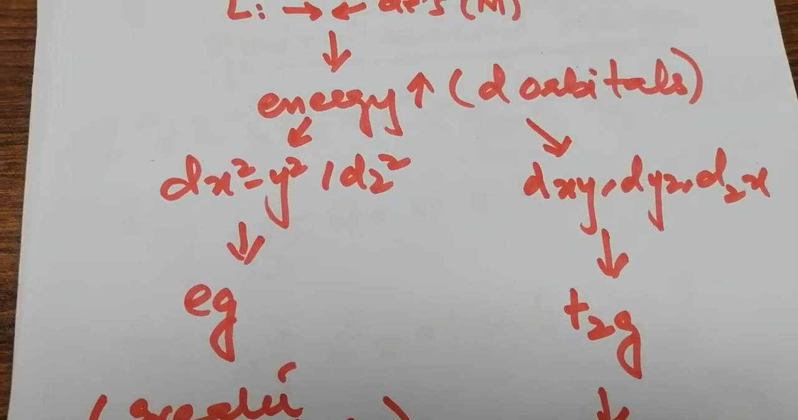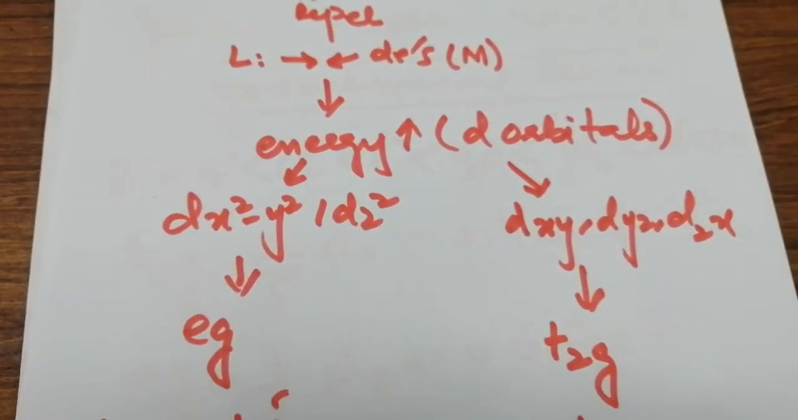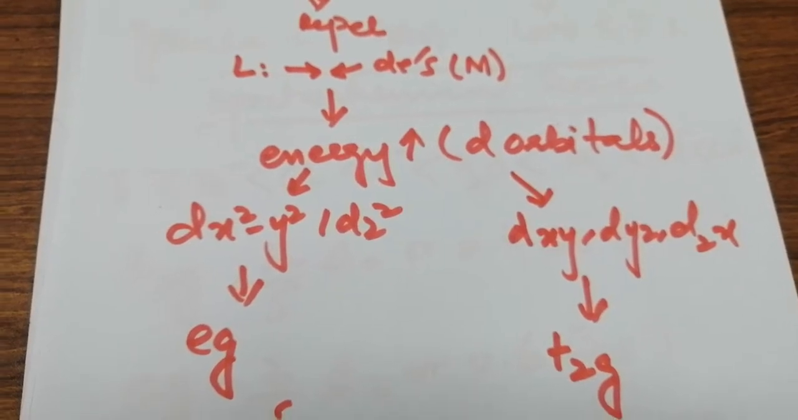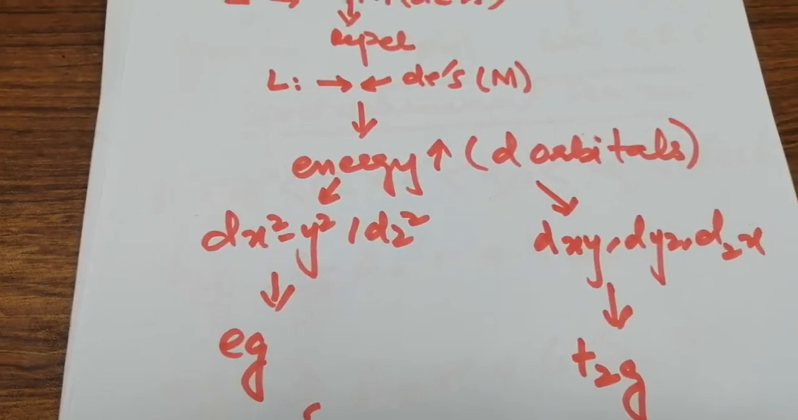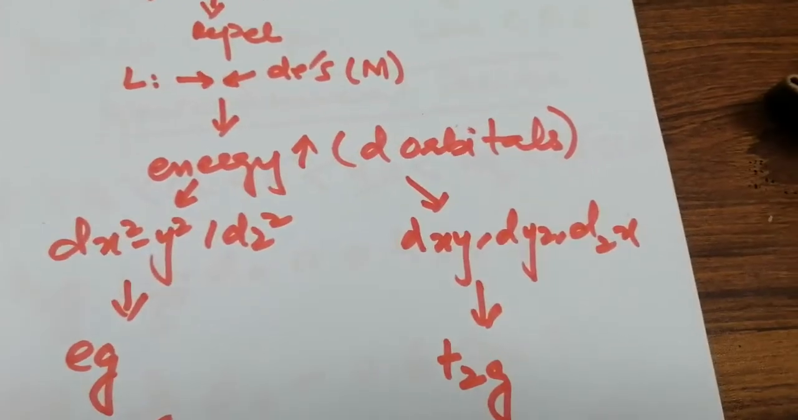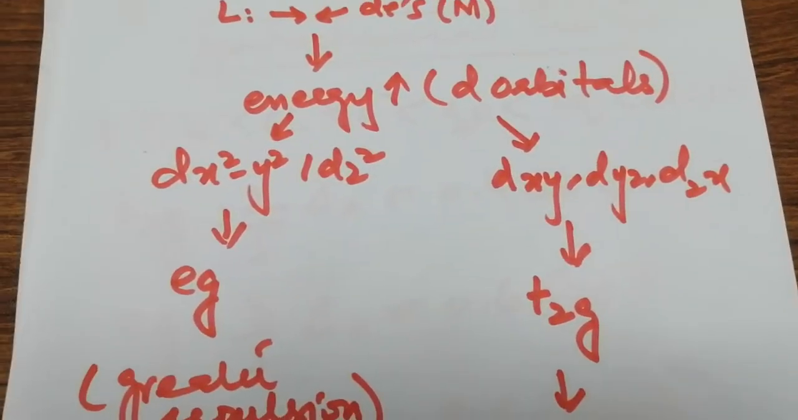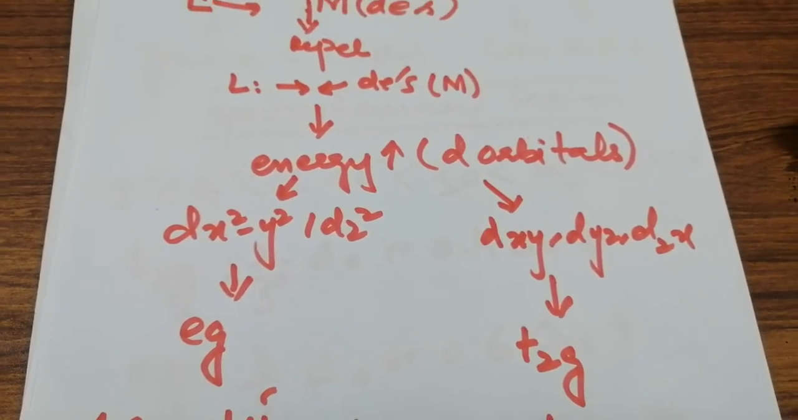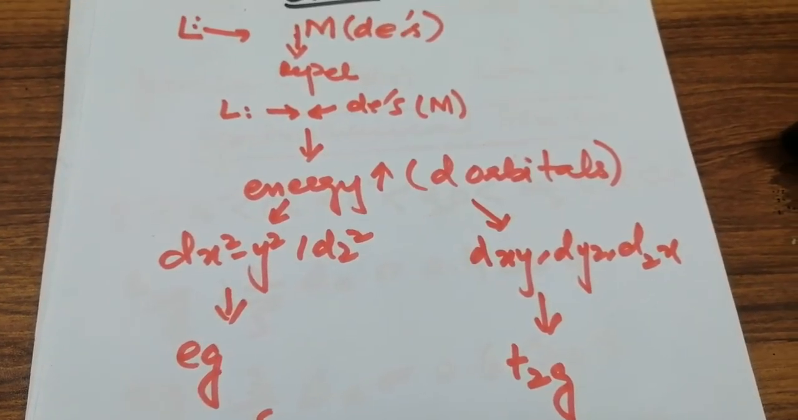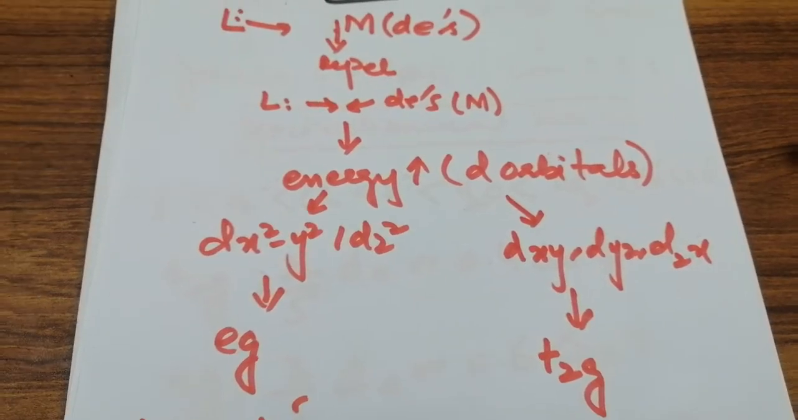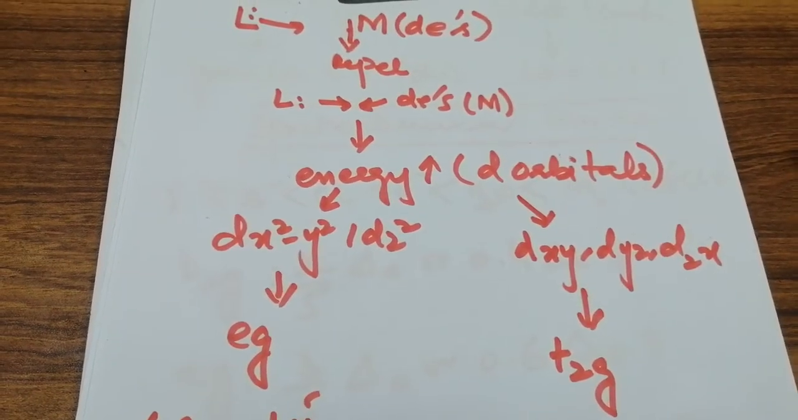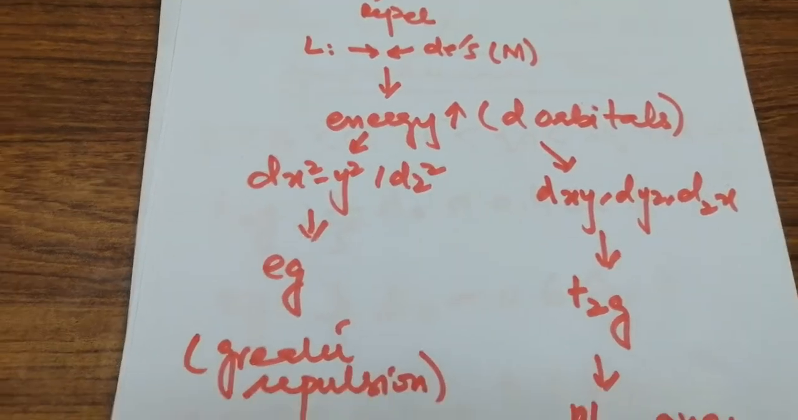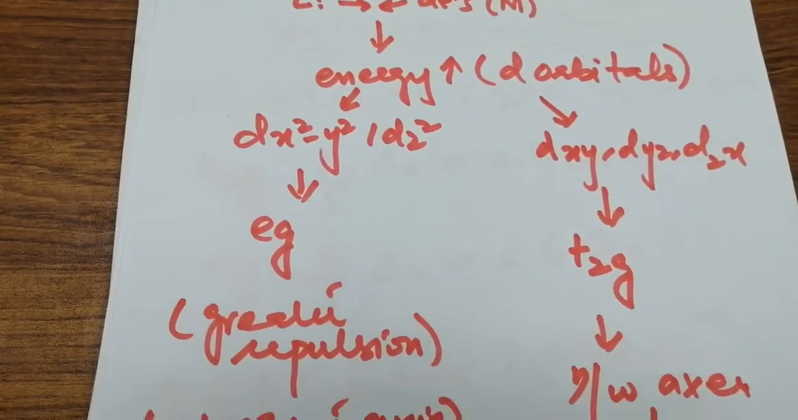The one which has the high energy, another one has the low energy. So technically, dx square y square and dz square are termed as Eg, and the second set, dxy, yz and zx, form the T2G orbitals. The energy of Eg and T2G and the splitting of orbitals depend on so many things, like the oxidation state of the metal, or the dipole moment of the ligand, and which kind of metal we have, so the nature of the metal.